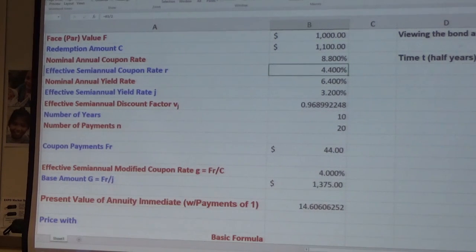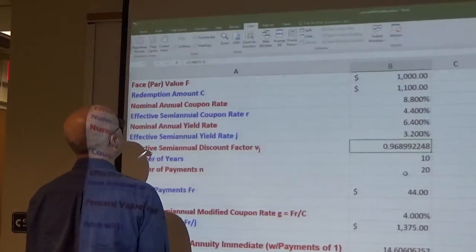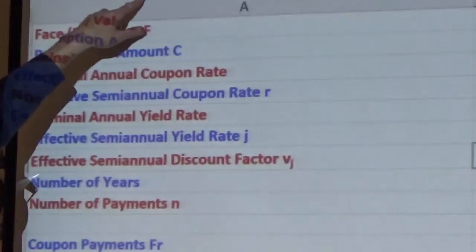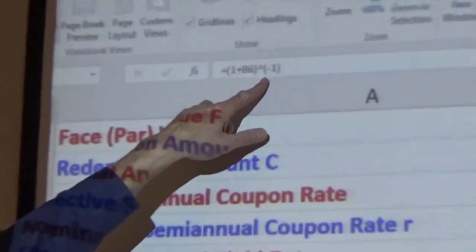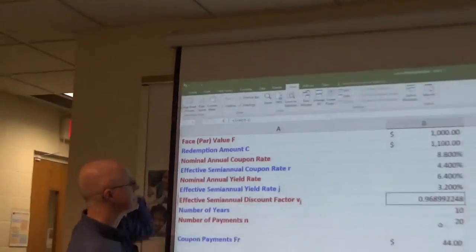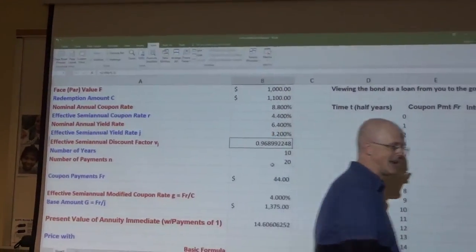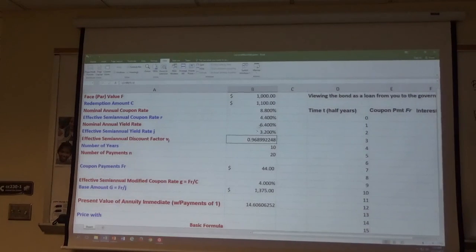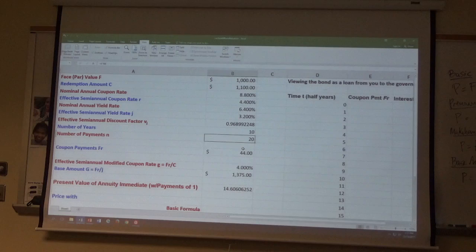In this cell, I found the discount factor V, the effective semi-annual discount factor, based on the effective semi-annual yield rate, J. Oh boy, this looks really difficult to see here. I typed equals, in parentheses, 1 plus D6, to the negative 1 power, 1 plus J to the negative 1, J being in cell B6. Boy, that's really hard to see, but trust me, it's there. Number of years, I picked to be 10. Here I doubled that to get the number of payments to be 20. I am assuming semi-annual payments.